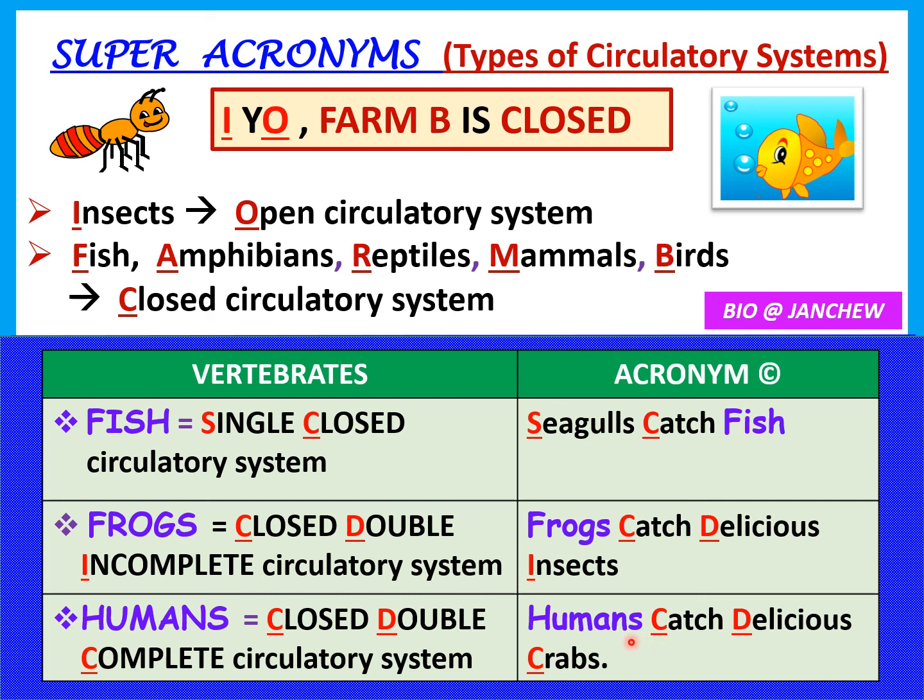Okay, to use these acronyms, you need to review them quite constantly at the beginning, maybe about once every few days, and later it can be pushed into your long-term memory after constant reviewing. So make use of these acronyms. So for example, this one is very useful. Frogs catch delicious insects. To remember the type of circulatory system in the frog. And IO Farm B is closed.